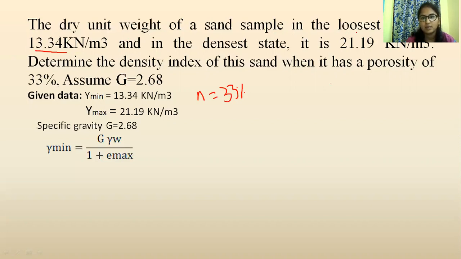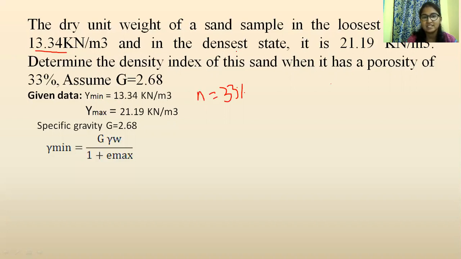That means loose condition, more voids. More voids means less density. Soil particles consisting of more voids give less strength to the structure. That's why gamma minimum is equal to 13.34 kilonewton per meter cube.